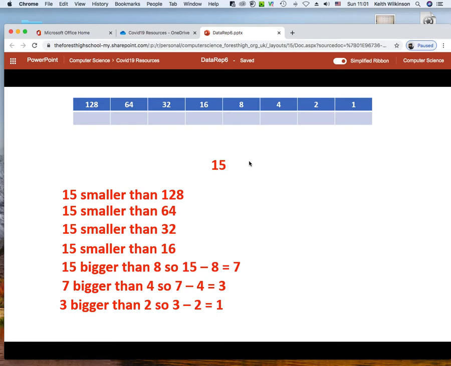7 is bigger than 4. So I write a 1 underneath the 4 and I take 4 away from 7 to give me 3. That's my next sum. So 3 is bigger than 2. So I take 2 from 3, write a 1 in my 2, and I'm left with 1. So I just write a 1 there. So my answer here would be 0, 0, 0, 0, 1, 1, 1, 1.